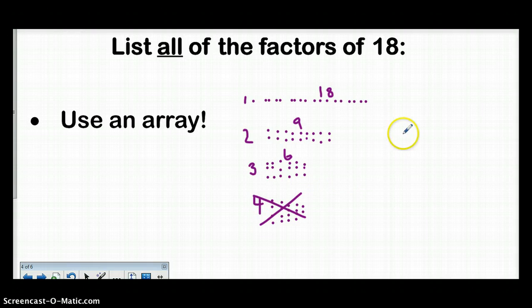Again, the same thing would happen with 5. I know 5 is not a factor of 18 because I know numbers that have 5 as a factor end in the number 5 or 0.